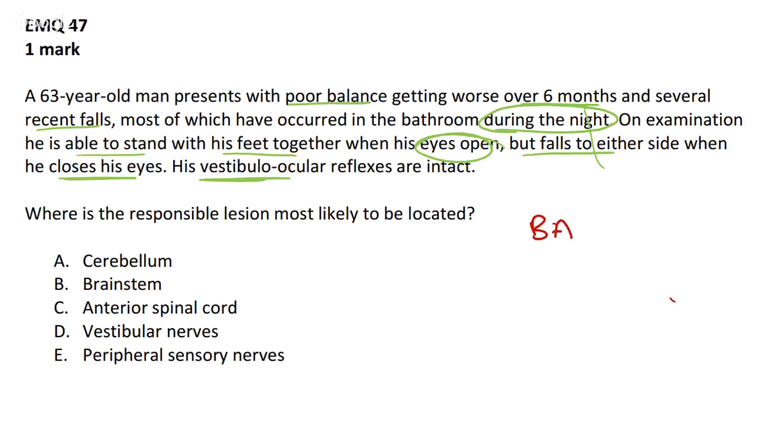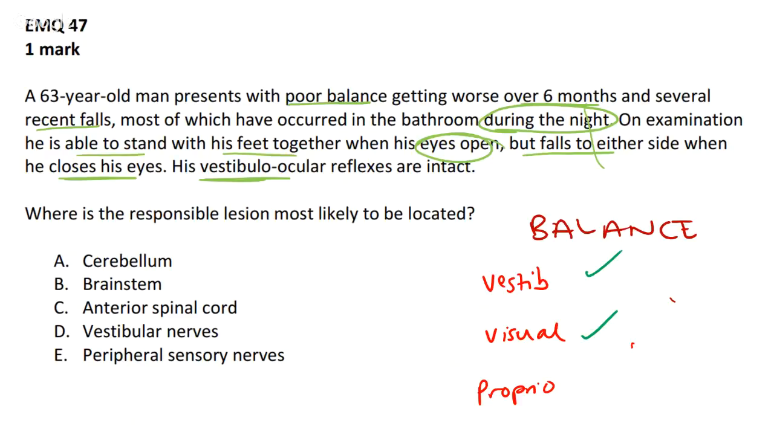What do you need for balance? Balance requires 3 things to be functioning: vestibular, cerebellar, and visual. Remember, vestibulo-ocular also goes through your cerebellum. Okay, visual and proprioception. So is his visual system working? Yes. Is the vestibular system working? Yeah. So what's not working? Proprioception.